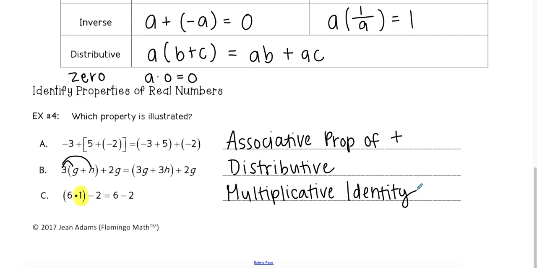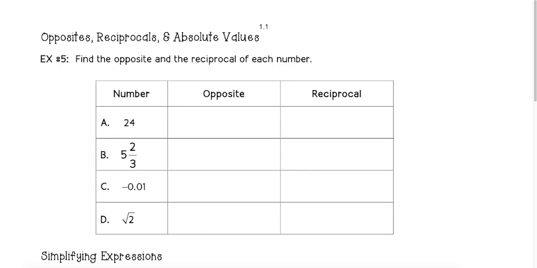All right, last page. Okay, so opposites, reciprocals, and absolute values. We're just going to say what the opposite is and what the reciprocal is. I would go ahead right now and do this chart on your own. Pause the video, fill it out, double check your answers with mine, but I will go through them. So 24, the opposite of 24 would be -24. The reciprocal of it would be 1/24.